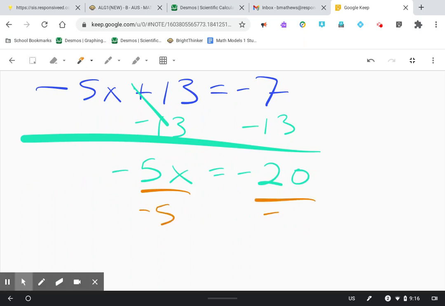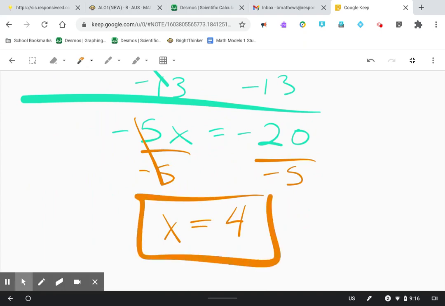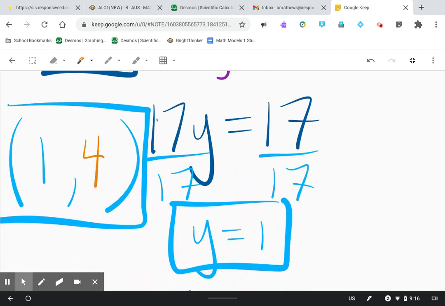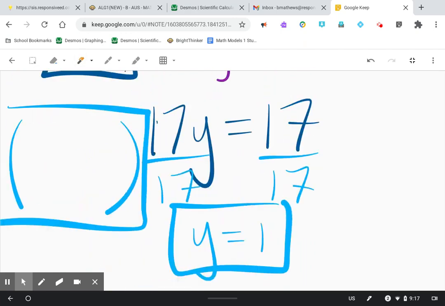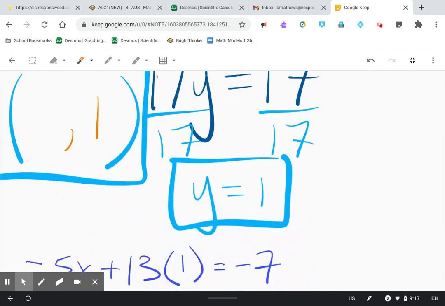Negative 5, x equals 4. You can always type that in your calculator. Negative 20 divided by negative 5 is positive 4. And that is the second half of my equation. And I actually made a mistake. The y value was 1, so that should be the second part of that answer. So the first part of the answer is 4. 4 is the x, the y is 1.